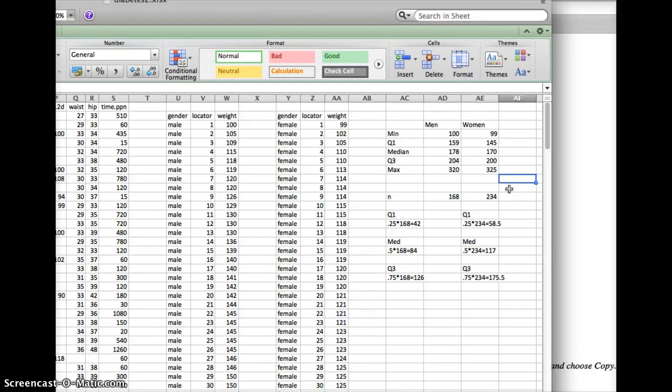So we have our 5-number summary. We have our 5-number summary for the men: 100, 159, 178, 204, 320. We have our 5-number summary for the women: 99, 145, 170, 200, 325. Frankly, the two data sets are pretty similar, so the box plots will also look fairly similar. So we'll go back to our internet application and draw the side-by-side box plots for the men and the women in this category.